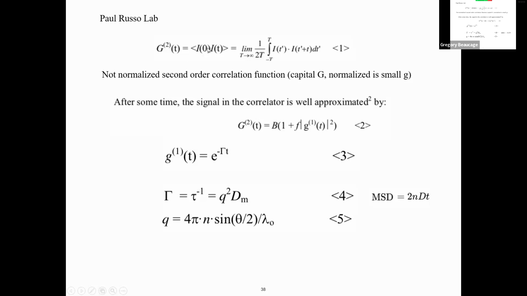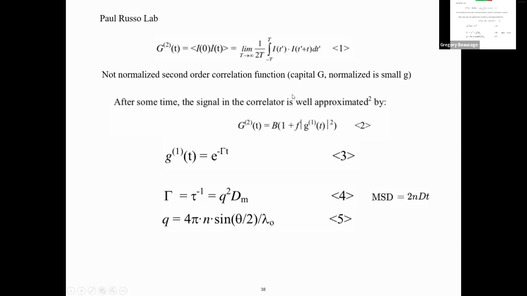So capital G2 is what you measure: intensity at some point, and then some other time, averaged over all points. That can be written as an integral of the intensity at 2 times, the fluctuating thing, divided by T. T is the limit of the integral, so it's basically going to infinity. So it's this average of that intensity fluctuation.